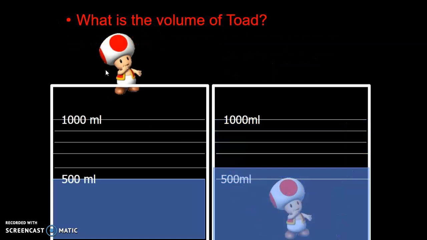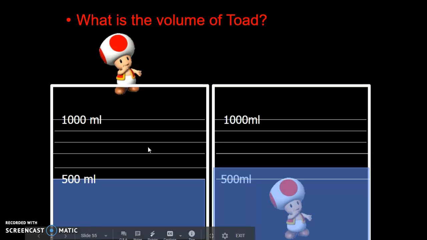How about this guy here? What is the volume of Toad? Well, we've already got him immersed in our water. We kind of just jumped right in. He started at 500 milliliters. And if you notice, it's raised by 100 milliliters, because I can count here, 500, 600, 700, 800, 900, 1,000. So it's going up by 100 at a time. When he jumped in, it stopped at 600.